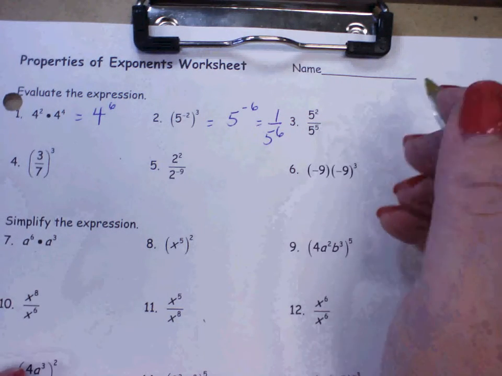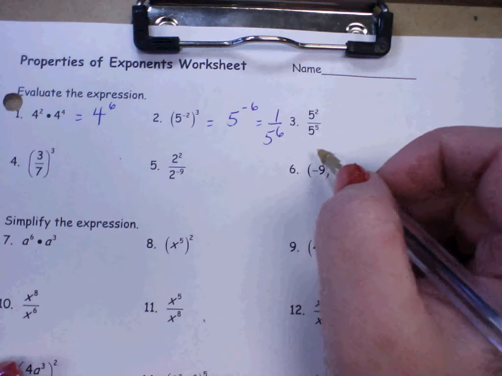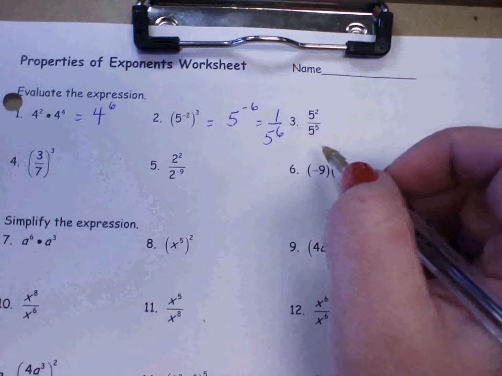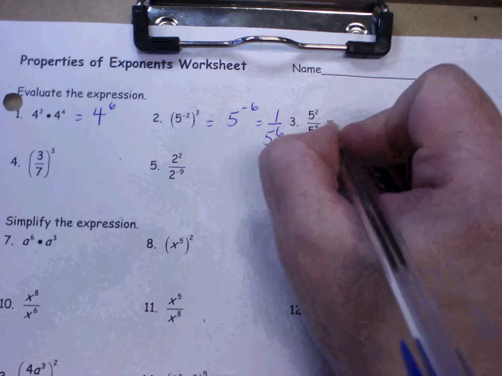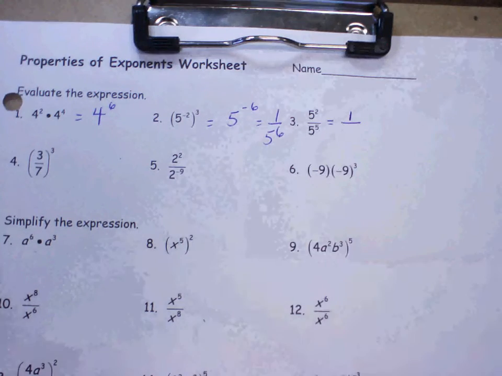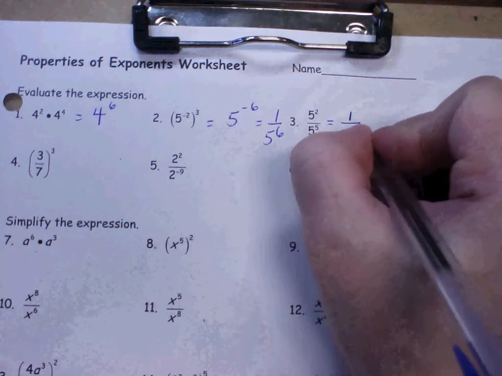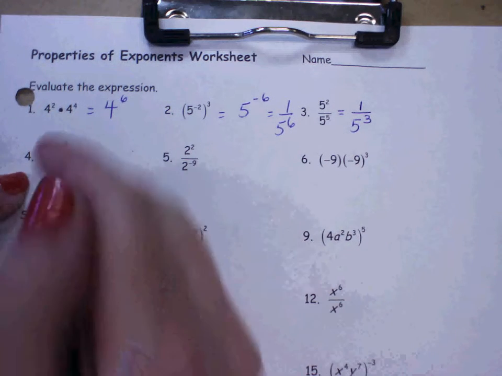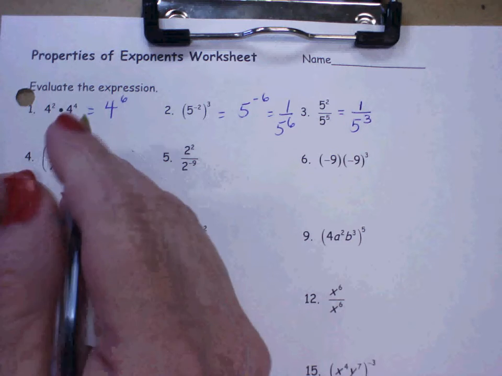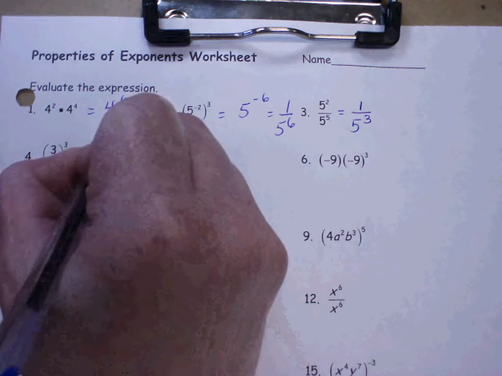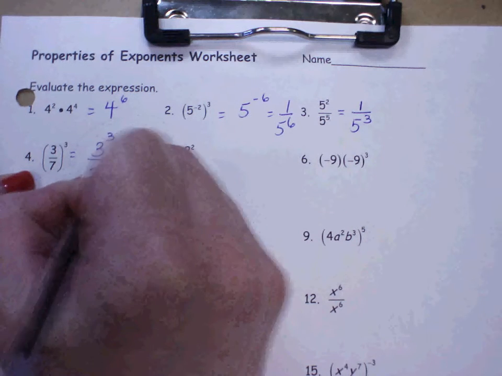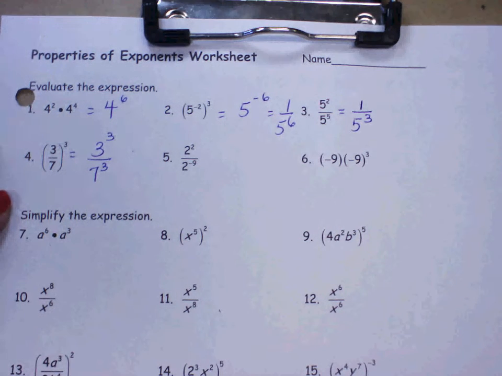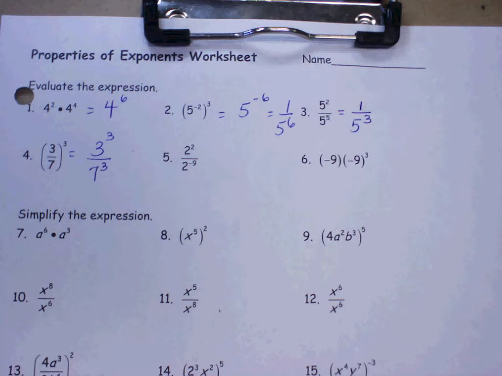Quotient rule. Very good. Which means you got to subtract and keep it numerator or denominator? Denominator. So 1 over 5 to the what power? Third power. All right. Distribute the 3 power over power. 3 to the third divided by 7 to the third, and that's it. Just leave it like that. I just want to apply the rules. That's all.